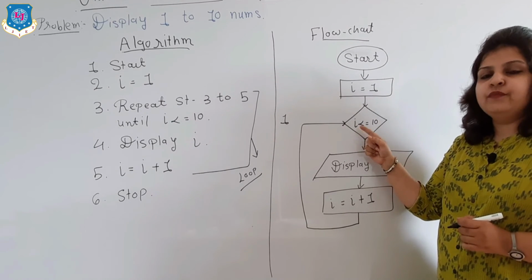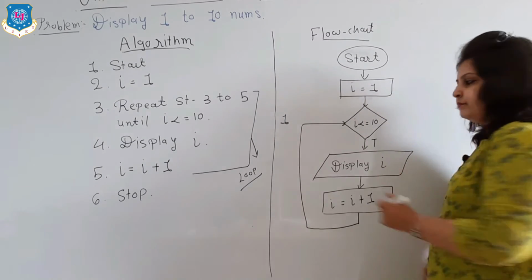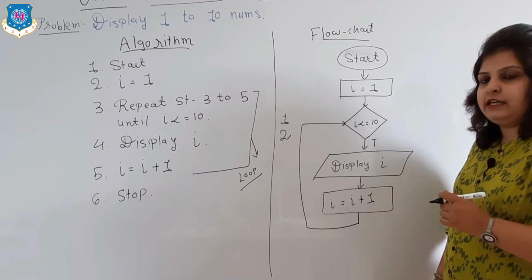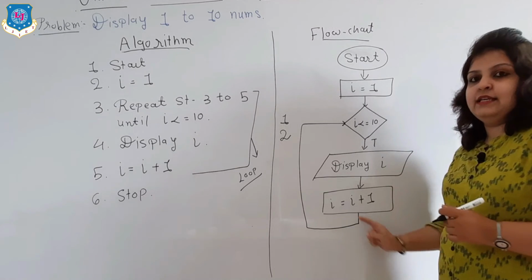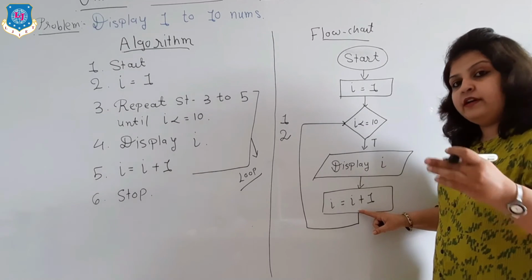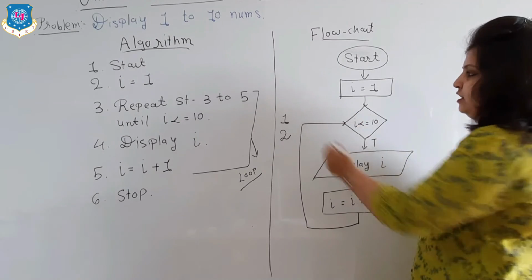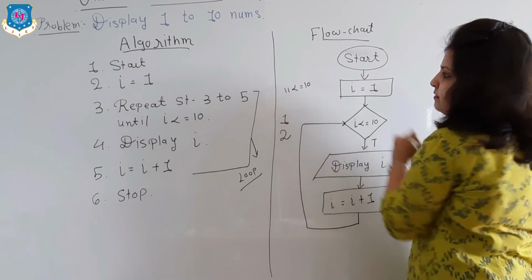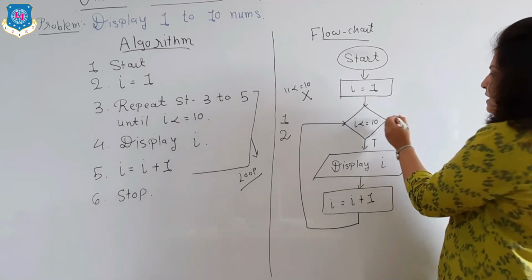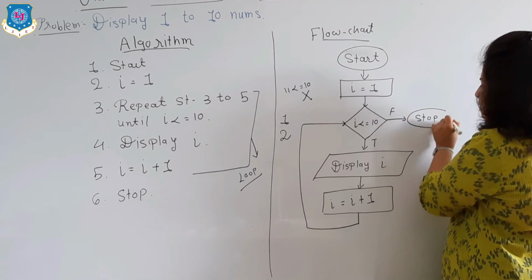Now I will be 2. So 2 less or equal to 10. Condition true? Yes. So again display I, so 2 will be printed. Again I plus plus, so I will be 3. In this way this process will be repeated until our I becomes 10. Now after 10, I will become 11, and for 11 we check the condition: 11 less or equal to 10. Condition true or false? False. So our false part is stop, and we have to stop here.